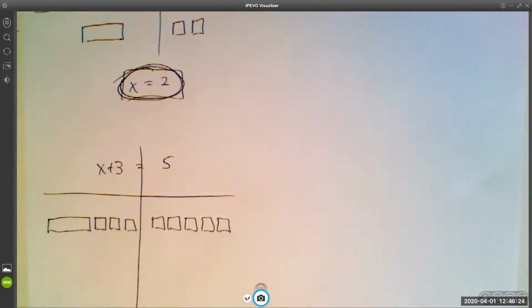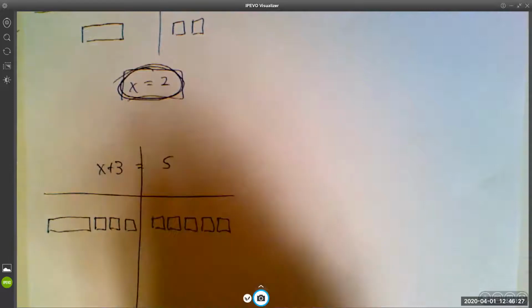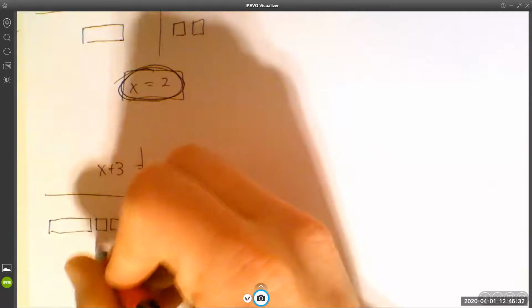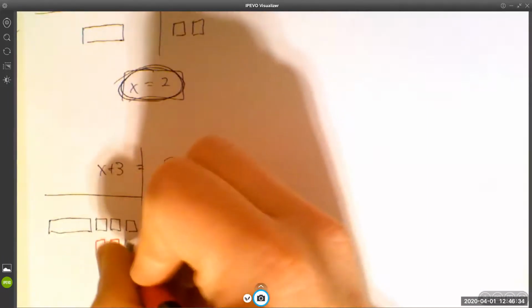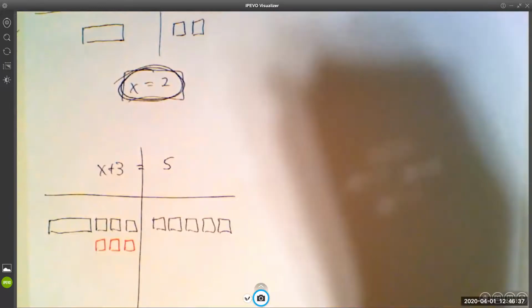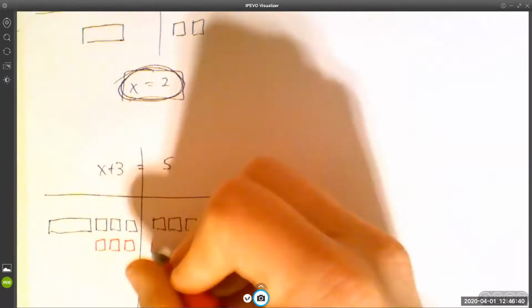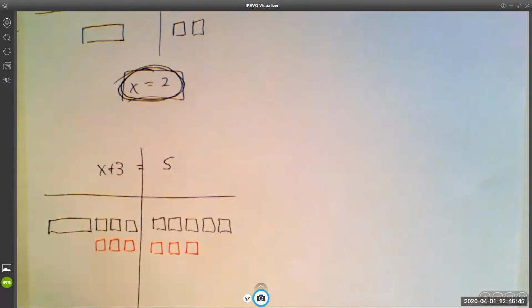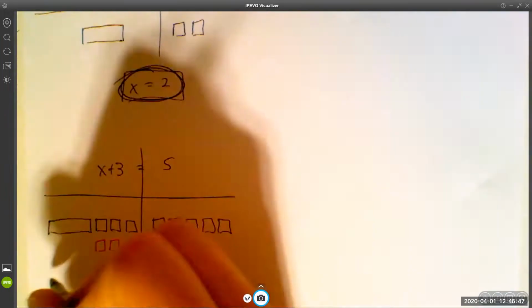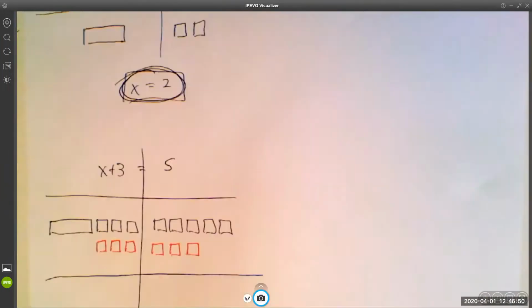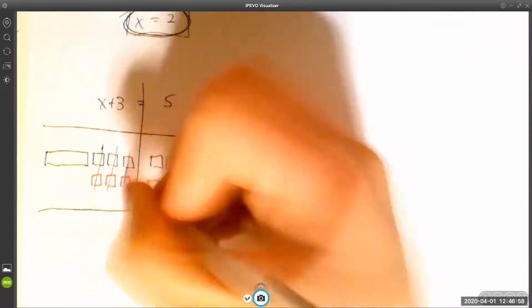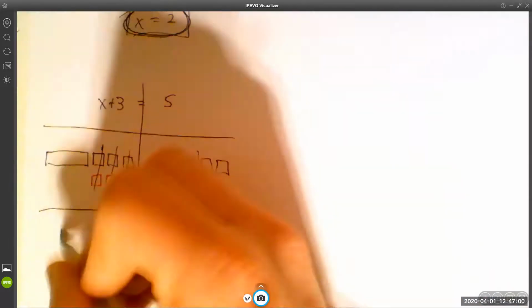And if I were solving this by adding the opposite, then I would say, all right, I've got 3 positive tiles here. I need to add 3 negative tiles to cancel them off. And actually, in this case, it's kind of nice that I have a red pen, right? Okay, so there's my step 1. And then in step 2, obviously these things cancel. So then step 2 is just x equals 2.